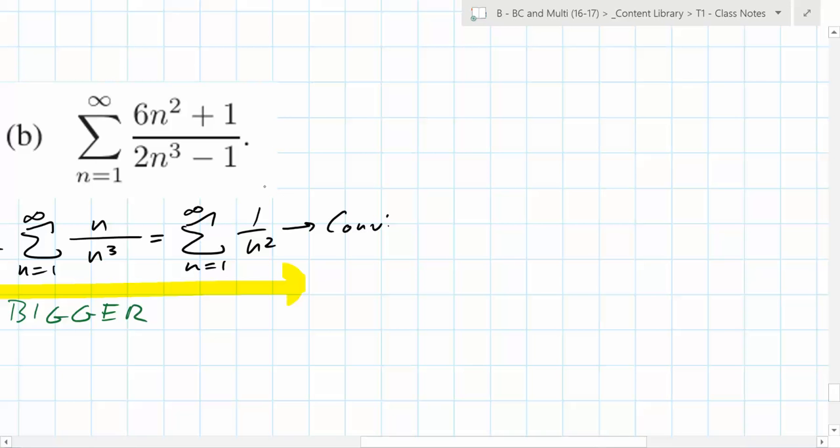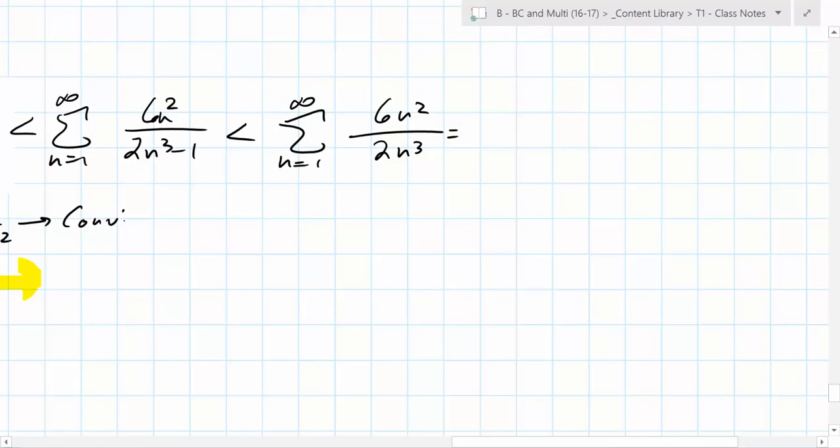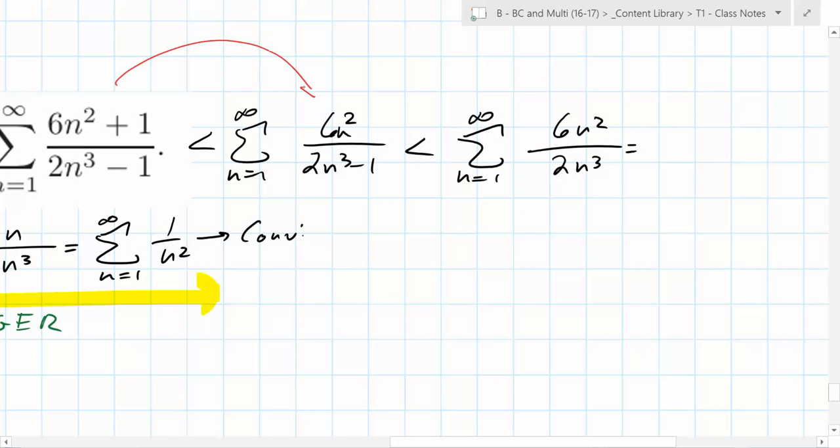So if we do this, this is going to be less than the sum from 1 to infinity, let's say, 6n squared over 2n cubed minus 1. And what's that going to be less than? 6n squared over, if you make the denominator bigger, 2n cubed. Does that simplify? Yes, because what did we do to go from here to here? The numerator got smaller. And what happened from here to here? The denominator got bigger.